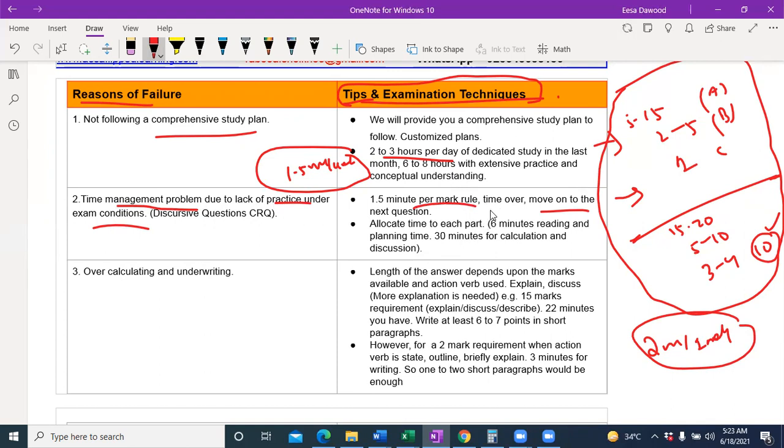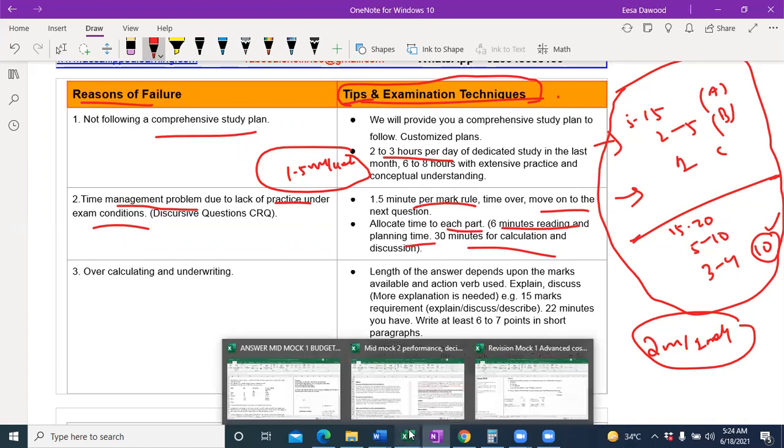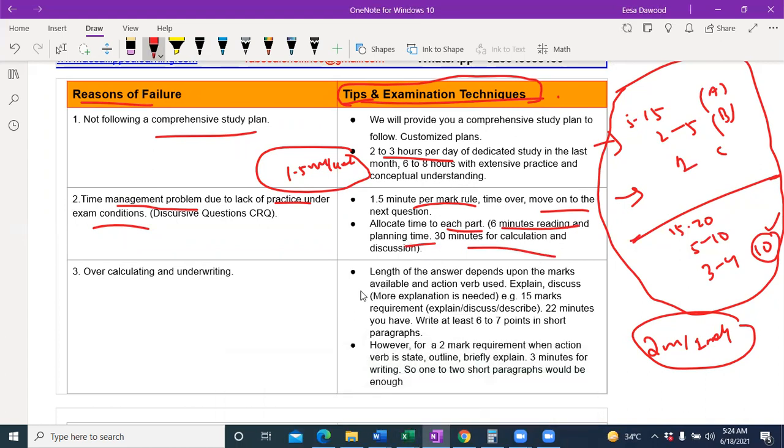Otherwise, that question may not have a lot of weightage, and you are taking time from an important question that could give you a lot of marks. So you are just disturbing the time allocation. Allocate time to each part. I told you 6 minutes for reading and planning time, and 30 minutes for calculation and discussion. Allocate time to each part. For example, sometimes you over-calculate, like in performance calculation.